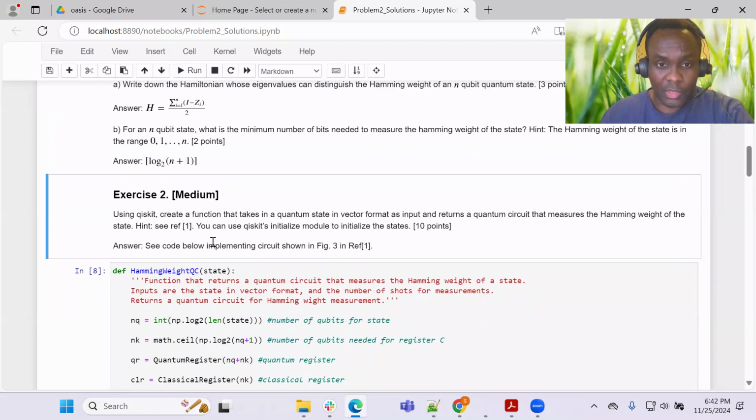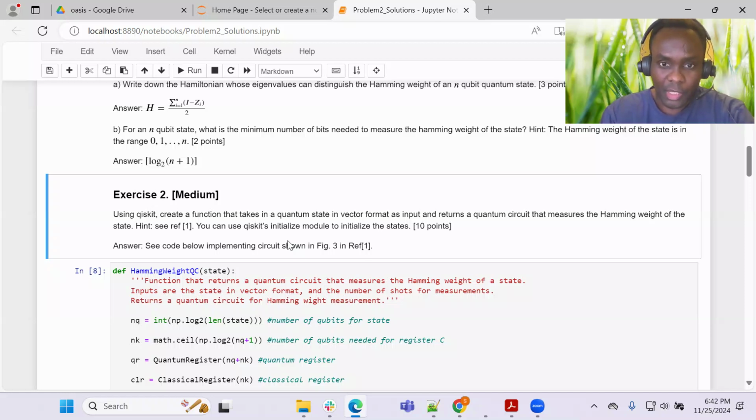Moving on to exercise number 2. The difficulty level of this exercise is medium. Using Qiskit, create a function that takes in the quantum state in vector format as input and returns a quantum circuit that measures the Hamming weight of this input state. Hint, there's a hint in reference 1. You can use Qiskit's initialize module to initialize the states. Exercise 2 is worth 10 points.